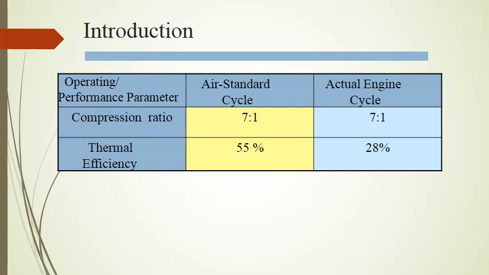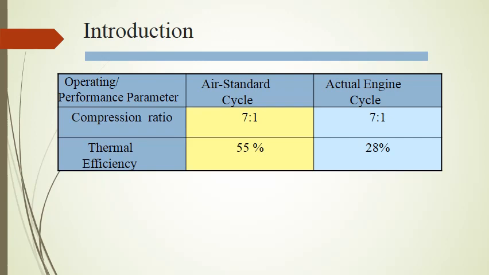So now when we are studying the actual engine cycle, then we will be studying the various factors which are leading to various losses in the actual cycle which were not considered in air standard cycle. Now this table shows that actual cycle efficiency is much lower than the air standard efficiency due to various losses that are occurring in the actual engine operation.